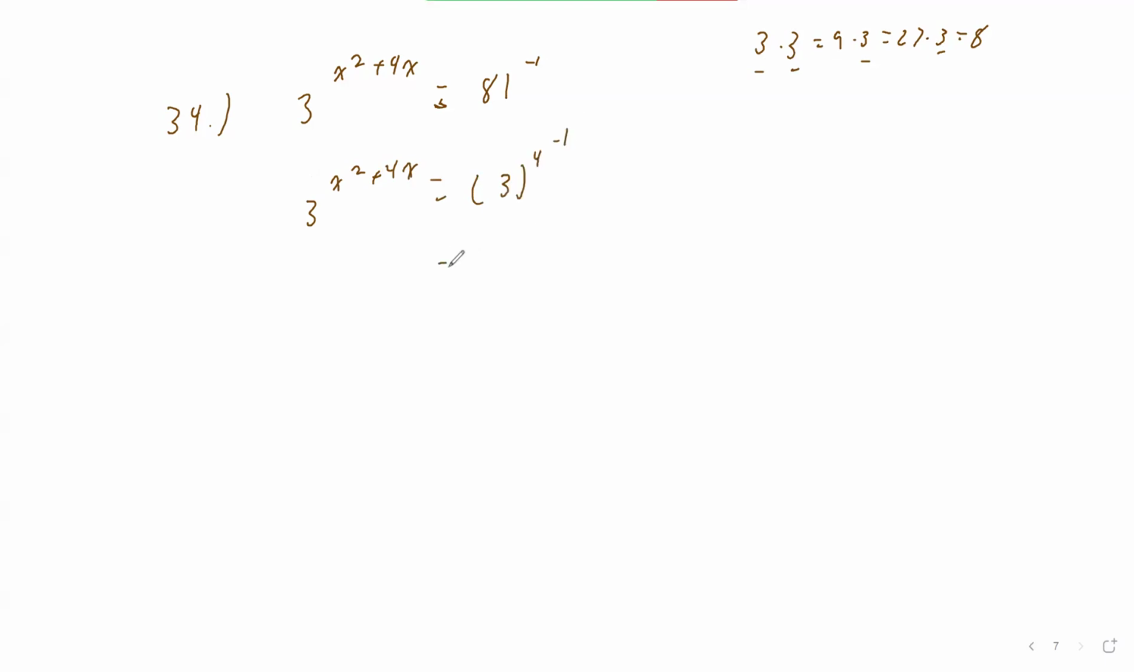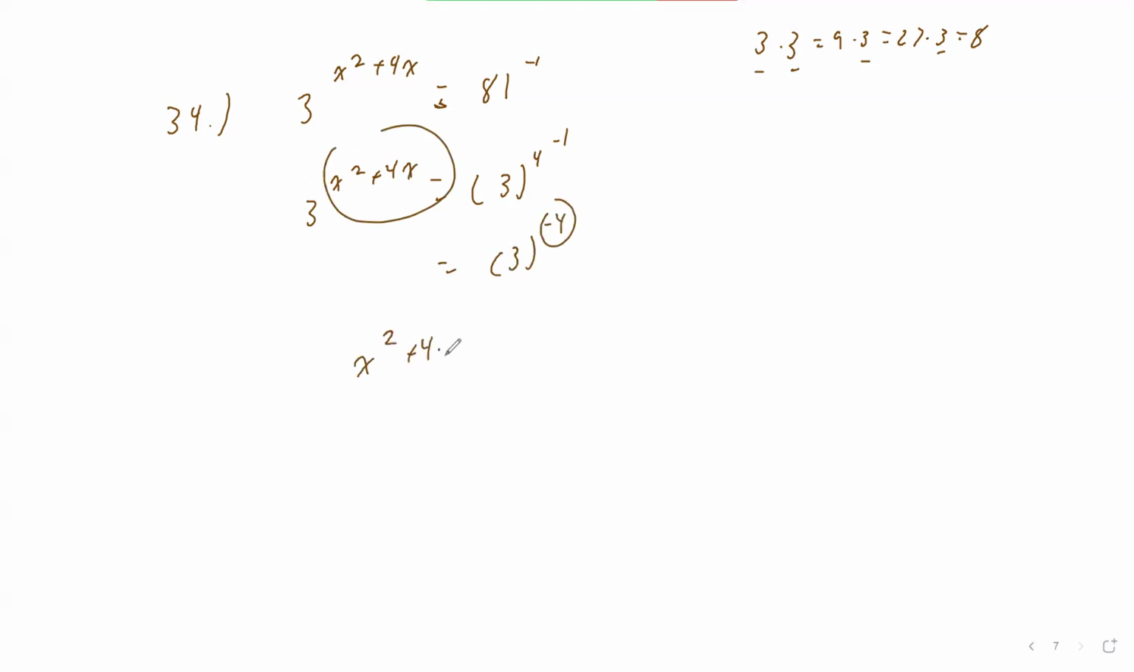So let's look at 34. We get 3 to the power of x squared plus 4x equals 81 to the negative 1. All right, this one, I'm pretty sure this will work. 3 times 3 is 9, times 3 is 27, times 3 is 81. So that's 1, 2, 3, 4. So this is 3 to the x squared plus 4x equals 3 to the 4th power raised to the negative 1. So that'd be 3 to the negative 4.